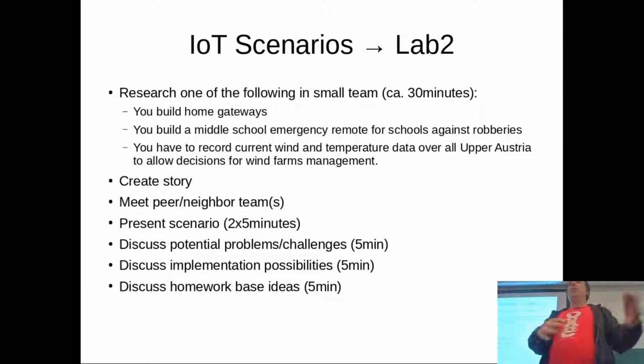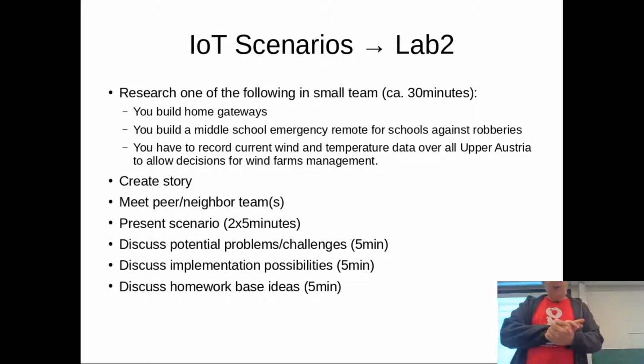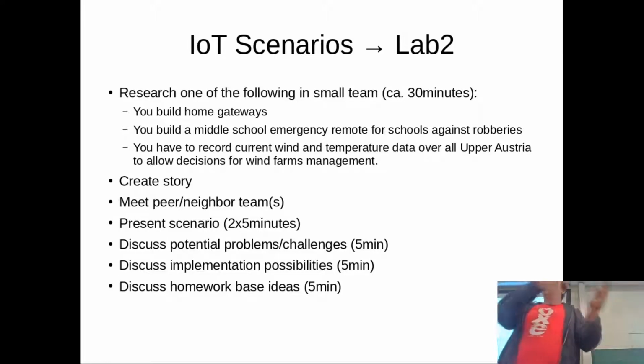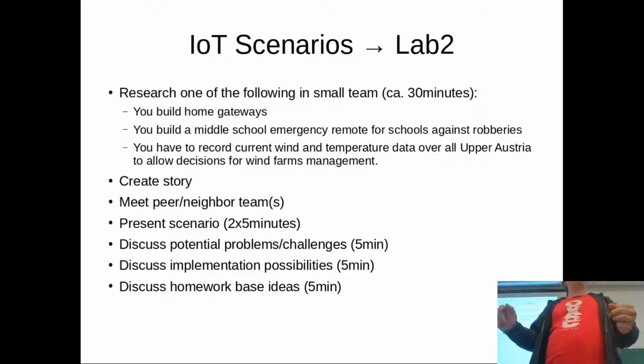The third is more local: you have to record current wind and temperature data over all of Upper Austria to allow decisions for wind farm management. If you want to position your windmills correctly, you need a lot of weather data. You need to compare the local weather data with the one in the cloud to make the right predictions to position that. So there is also a lot of story potential.